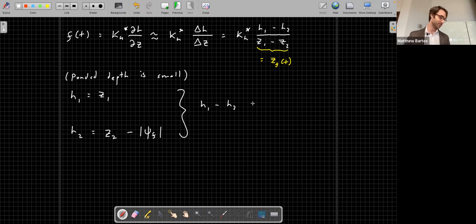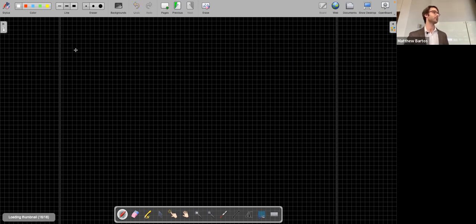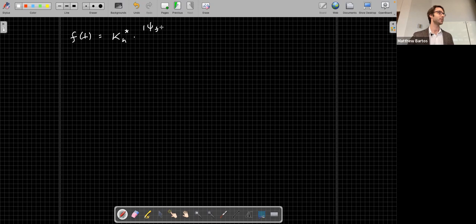Okay. Which means that H1 minus H2 is equal to our matric potential plus Zf of t. Okay, so we can write out our equation. I'm gonna go on to another page. We can write out our equation for the infiltration rate. f of t is equal to Kh star, our saturated hydraulic conductivity, times the matric potential plus Zf of t over Zf of t. Okay. Now we can simplify this a little bit more.